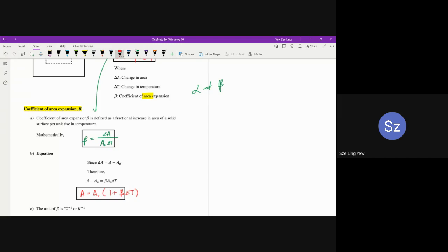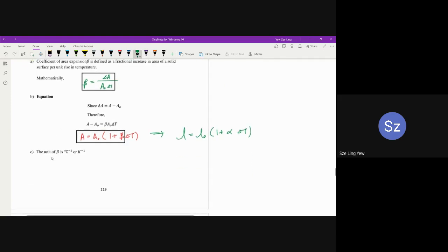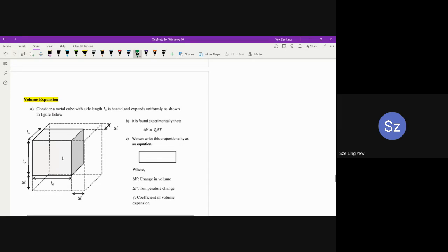So you see, again, it is very similar to linear expansion. For linear expansion, we have L equals L0 bracket 1 plus alpha delta T. For area expansion, we have A equals A0 bracket 1 plus beta delta T. The unit for beta is the same as alpha, just that you use it for different types of expansion. Now volume expansion. Consider a metal cube with side length L0. If you want to look at it as a volume expansion, then you don't look at the length. If you want to look at it as a linear expansion, then you just look at one of the sides, one of the lengths.